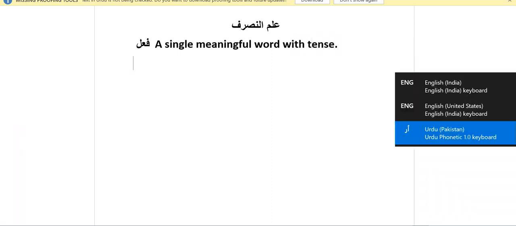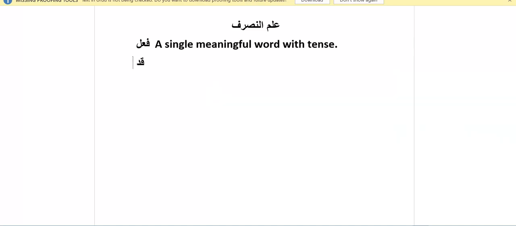What are the signs of fa'il? Qad, lam, lan, sawfa. These are the few signs of fa'il.